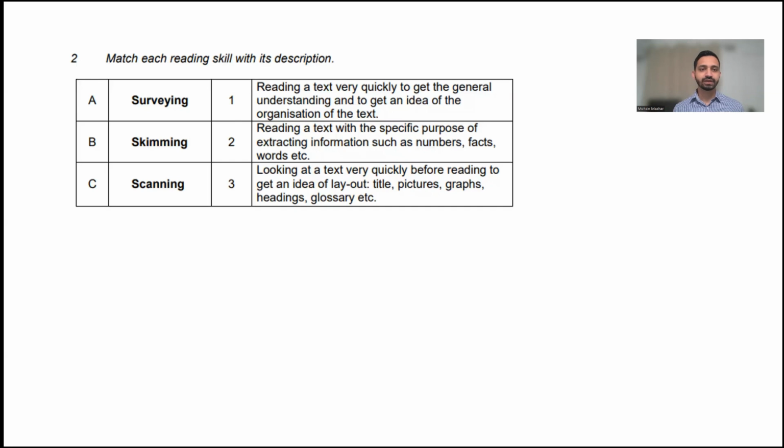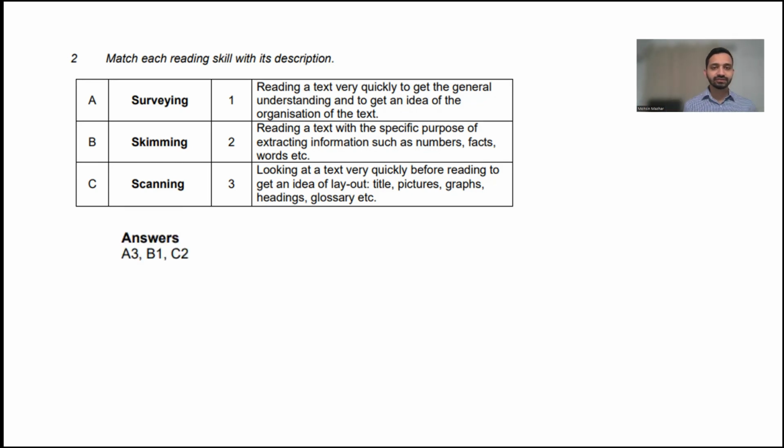All right, let's look at number 2. Let's do this activity. You're going to match each reading skill with its description. So what do you think surveying is? What do you think skimming is? What do you think scanning is? Match each to the right description. Pause the video here, and when you come back, we will discuss what they really are.